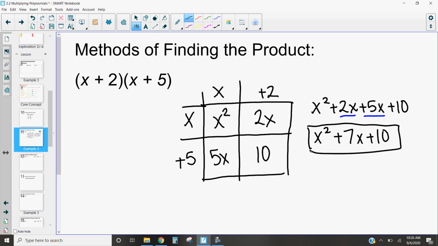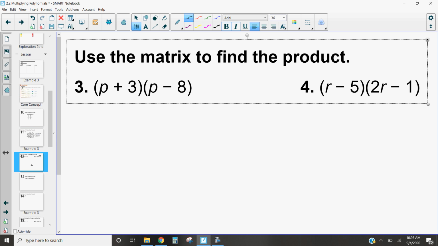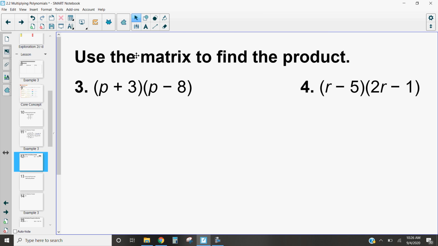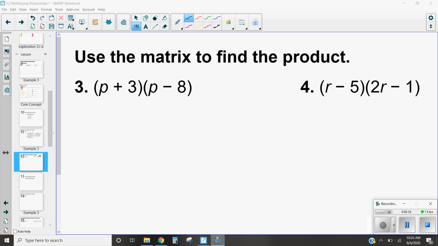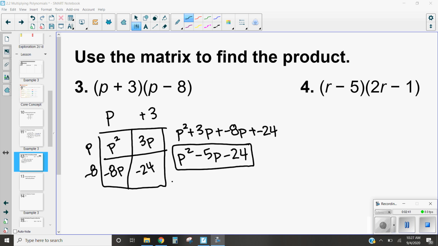Let's take a chance to practice this again using the matrix method to find the product. Just like we've done in previous videos, I want you to take a second, pause this video, and try to do this matrix method on your own with number 3. As soon as you have finished, unpause the video and it will have the shown explanation with my matrix and what to do.